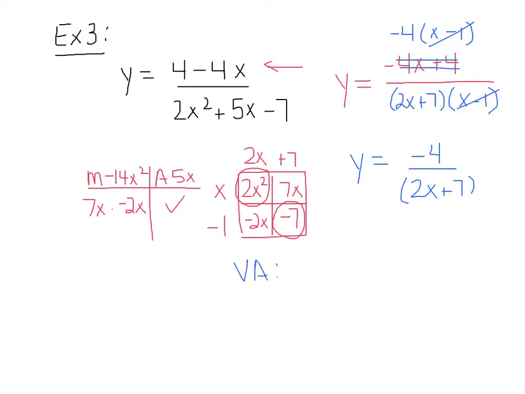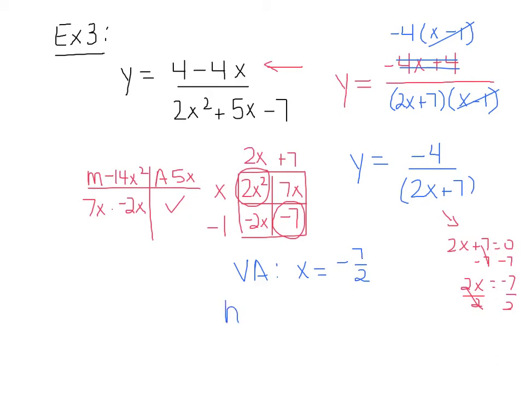Okay? And now let's write down what our vertical asymptote is. The vertical asymptote comes from setting the denominator equal to 0. So if I set this equal to 0, I'm going to have 2x plus 7 equals 0. I'm going to subtract 7. And then I'm going to divide by 2. So my vertical asymptote is x equals negative 7/2. If you want to write that as negative 3.5, that's fine.